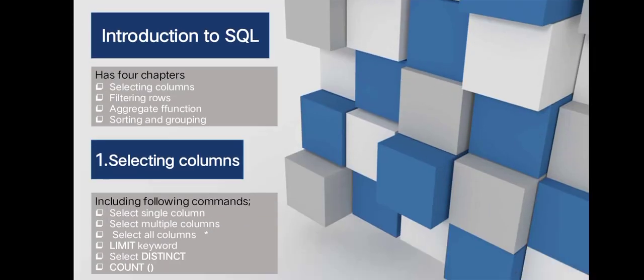In Introduction to SQL, I have learned 4 chapters: selecting columns, filtering rows, aggregating function, and sorting and grouping. And in selecting columns, I have learned following commands: how to select a single column, how to select multiple columns, how to select all columns by using star, what is limit keyword, how to select distinct, and how to count.